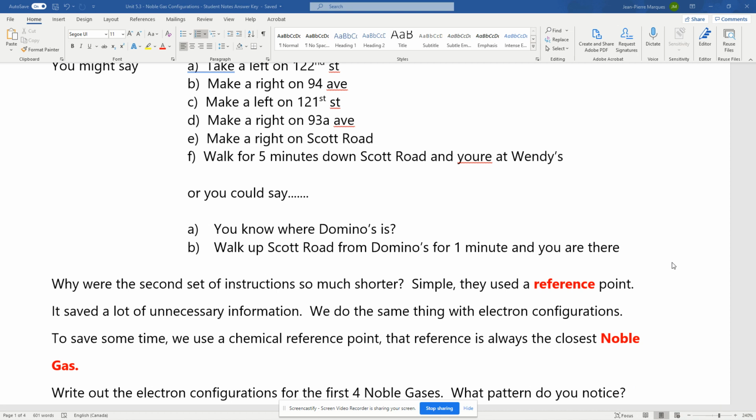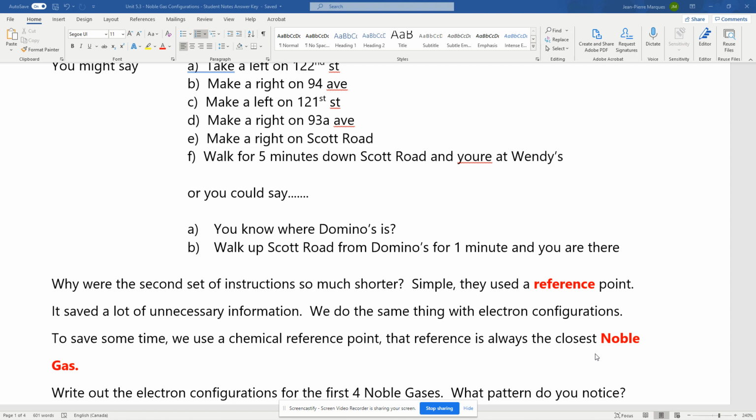Now, when it comes to electron configurations, you may have done some that had F orbitals, like Einsteinium or uranium or something like that. And they are extremely long, right? 1s2, 2s2, 2p6, 3s2, 3p6, 4s2, 3d10. You go into the 6th and the 7th energy levels, there's a lot in there. And so using reference points is a good way to save a lot of time and convey the same amount of information, just like we did with the way to get to Wendy's. I just said, here's Domino's. You know where Domino's is? Yep. Okay, walk a minute up from there. Same thing here. For electron configurations, our reference point is always going to be the closest noble gas.